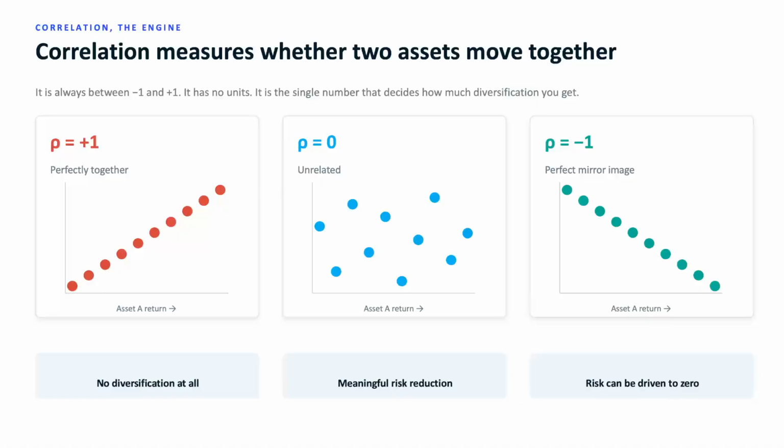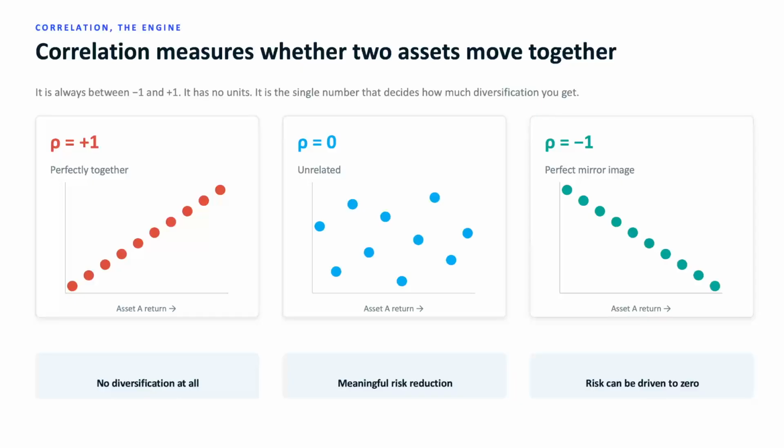Correlation measures one thing only. Do these two assets move together? It is always between -1 and +1. It has no units, and it is a single number that decides how much diversification you actually get. Three cases, you look at the panels.